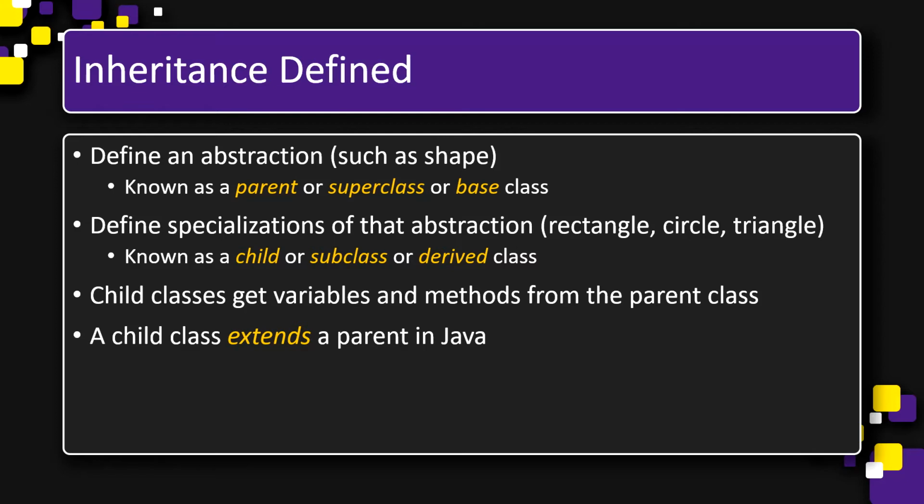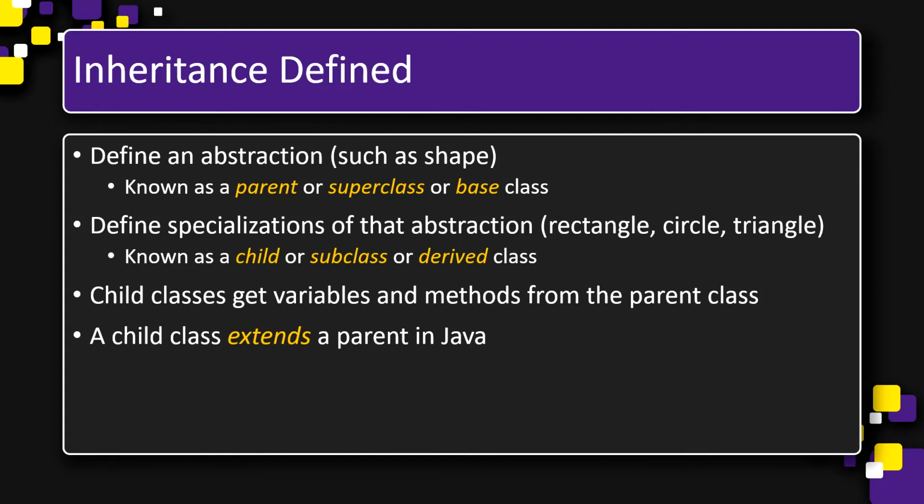Then, after we have this parent class, we're going to define specializations of that abstraction, such as rectangle, circle, and triangle, which are all shapes, which derive certain characteristics out of a shape superclass. And these are going to be known as the children, child, or derived classes, and sometimes as a subclass.